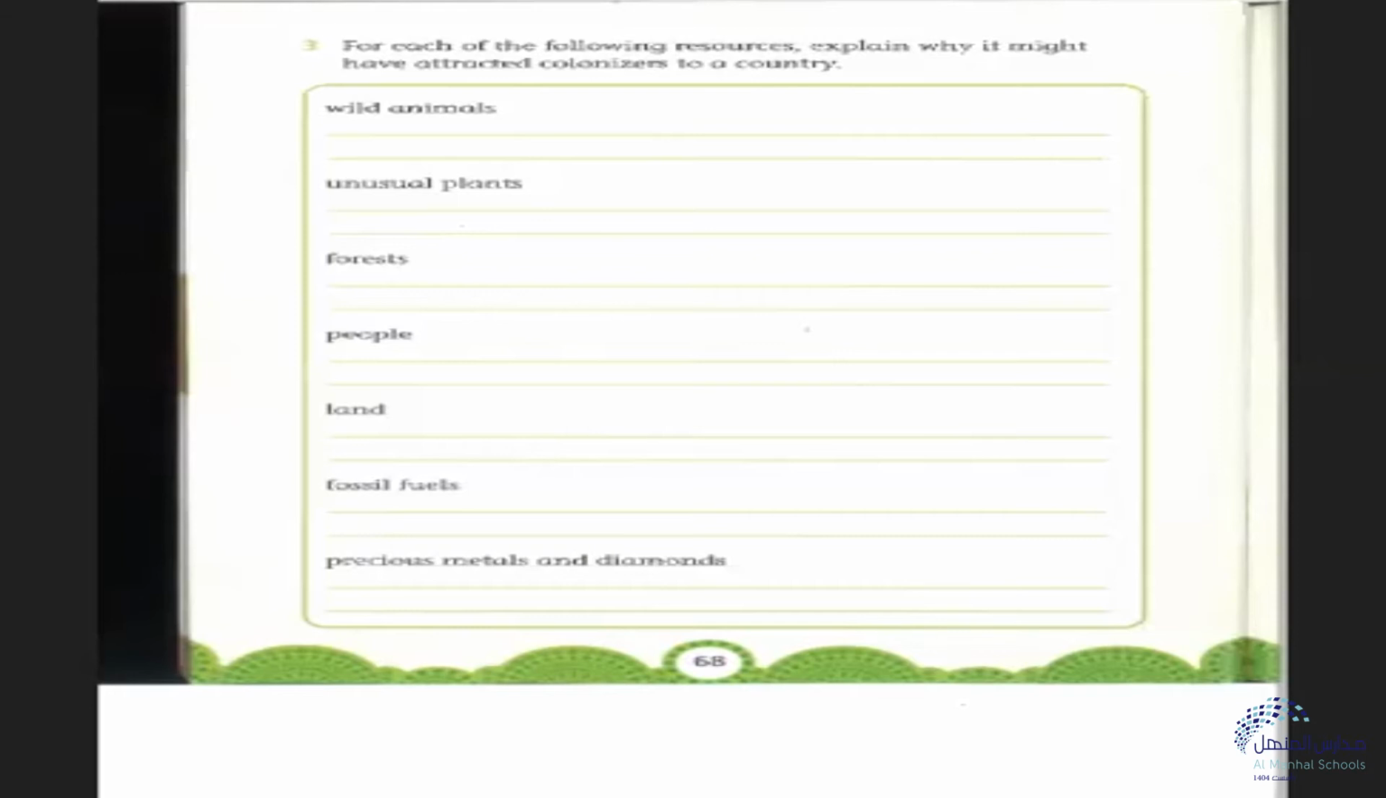People. Why were they attracted to certain people? Because they were curious about their culture and they want to convert certain people to their religion. So you can write there they were curious about other people's cultures and they want to convert certain people to their religion. Land, the reason why they were attracted to other countries' land is because they want to expand their power. Okay, that's the reason why they were attracted to land of other countries. They want to expand their power.